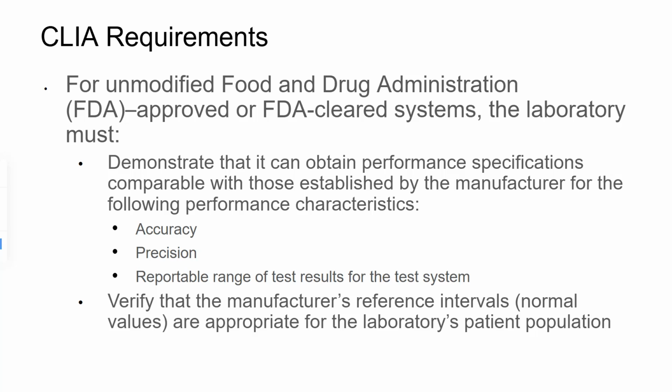For unmodified Food and Drug Administration (FDA) approved or FDA cleared systems, the laboratory must demonstrate that it can obtain performance specifications comparable to those established by the manufacturer for the following performance characteristics: accuracy, precision, and the reportable range of test results for the test system. Verify that the manufacturer's reference intervals, normal values, are appropriate for the laboratory's patient population.